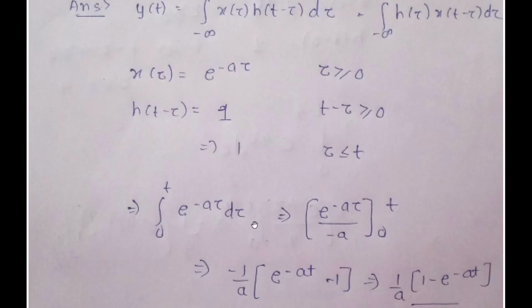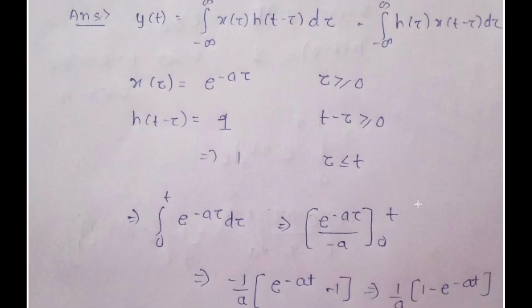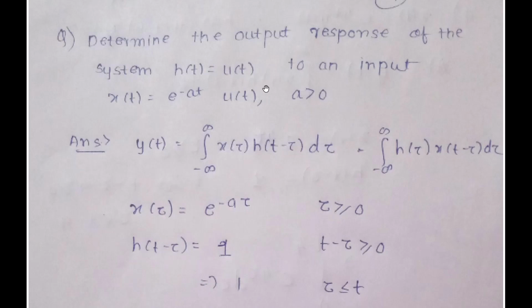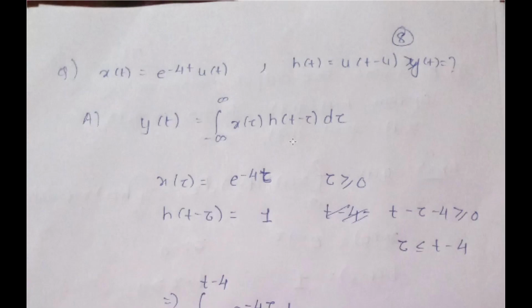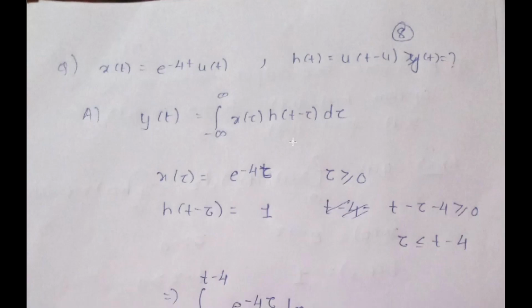Just substitute the value of x of tau as e raised to minus 8 tau, h of t minus tau as 1, with limits 0 to t, and try to find out the answer. This u of t can only be used to indicate the time value and not for substituting the value over here. I hope I'm very clear and we can solve the question. Similarly, there is another question that I have taken up. Let's try to see how you solve this question.